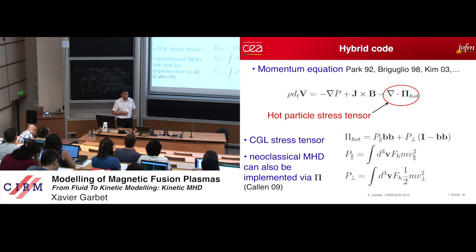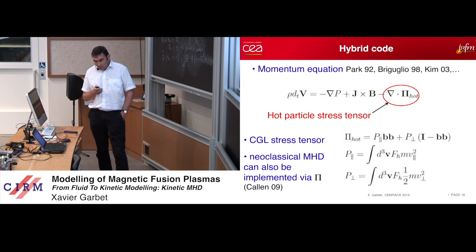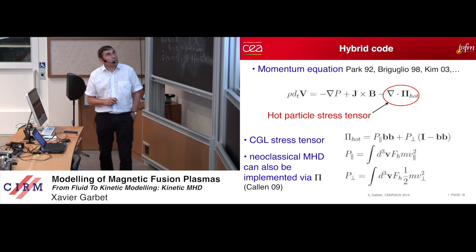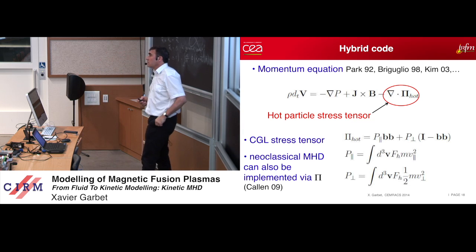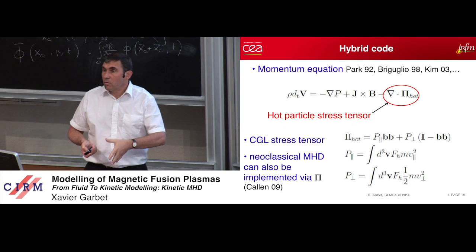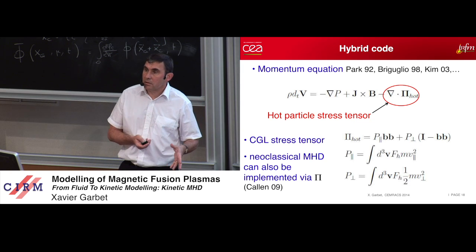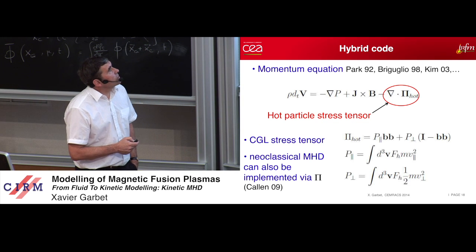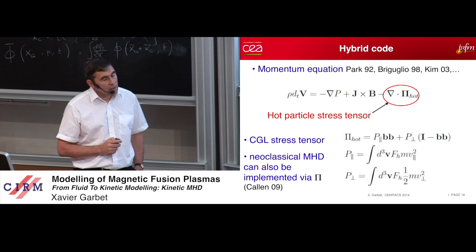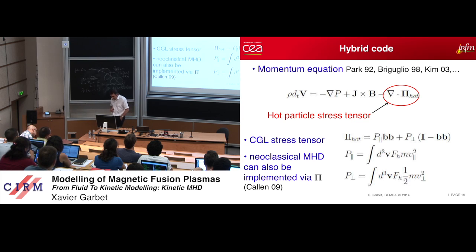Now, how do you couple them? Well, it's not that complicated. In practice, at least at the lowest order you can imagine, when you look at the problem, you add, again, a stress tensor here in your momentum equation. Here at the moment, I've removed everything that has to do with viscosity and the two-fluid effect. Of course, when you really have to solve the problem, you have to add the ion diamagnetic effect and the viscosity. But I just wanted to focus on this term here, which is just the stress tensor associated to the fast particles.